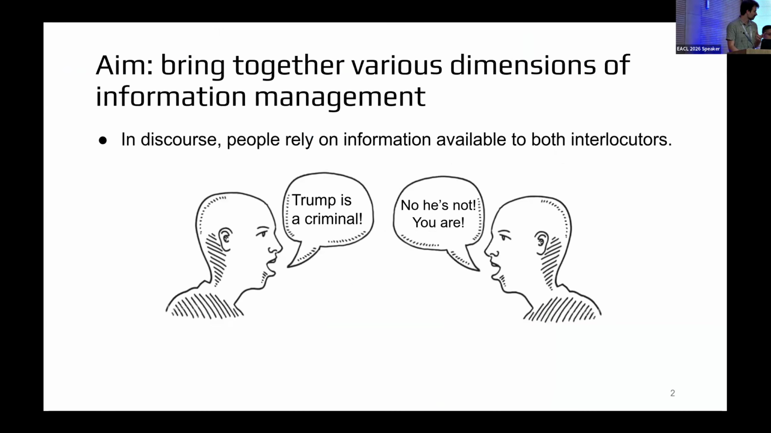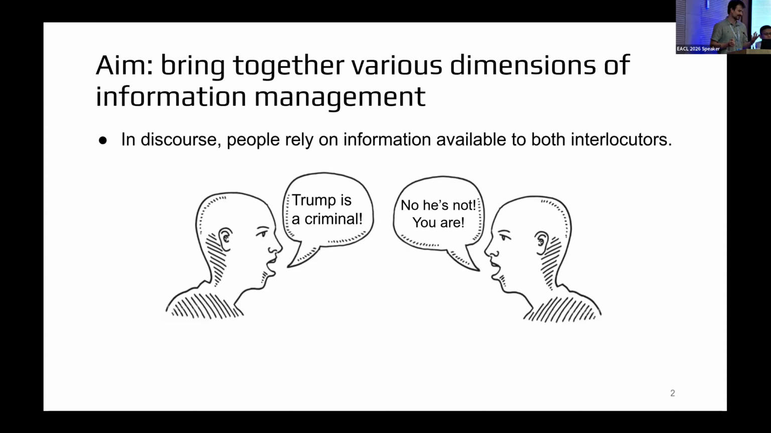So the aim of our work is to bring together two dimensions of information management. The first of them is information status, which I think all of you know what it is. It means that in discourse, people rely on some background information. Some information is new, some information was already mentioned. So for example, one person says Trump is a criminal, and then the other person replies, no, he is not, but you are.